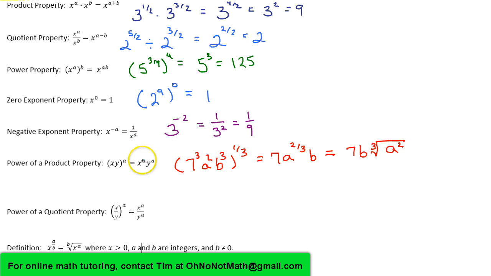And finally, the power of a quotient property says that the quantity x over y raised to the power of a equals x to the a over y to the a. So let's say we have 2/3 squared. That would give us 2 raised to the power of 2 over 3 raised to the power of 2. 2 squared is 4. 3 squared is 9. Our answer is 4/9.